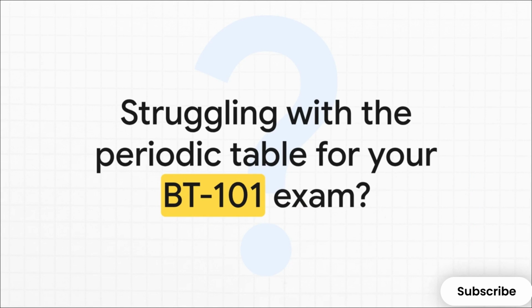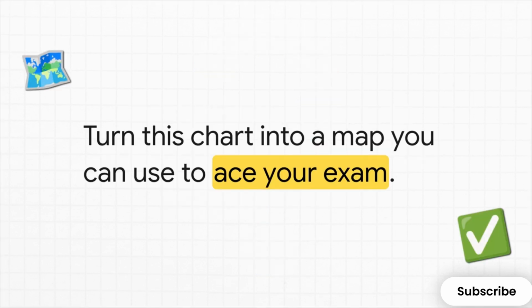And hey, if you're an engineering student staring down that BT-101 exam, I get it. This chart can feel like a total nightmare. You're hit with questions about trends and properties, and it is so easy to feel lost. But you know what? That feeling of being completely lost, it ends right now. Because over the next 5 minutes, we're going to completely flip how you see this thing. We're going to turn this confusing chart into a totally logical, predictable map that's not only going to help you get the concepts, but will show you exactly how to nail those actual exam questions.